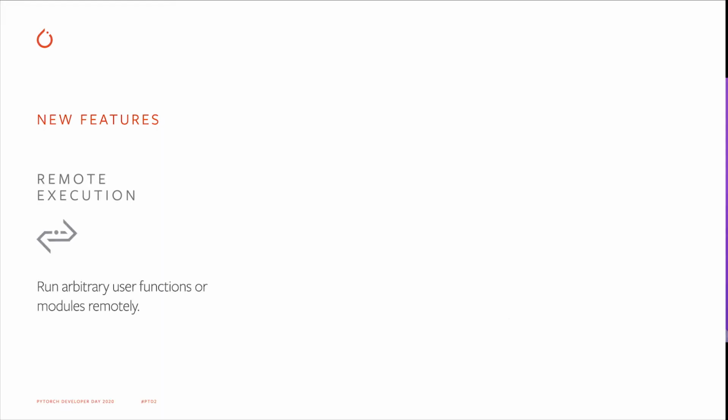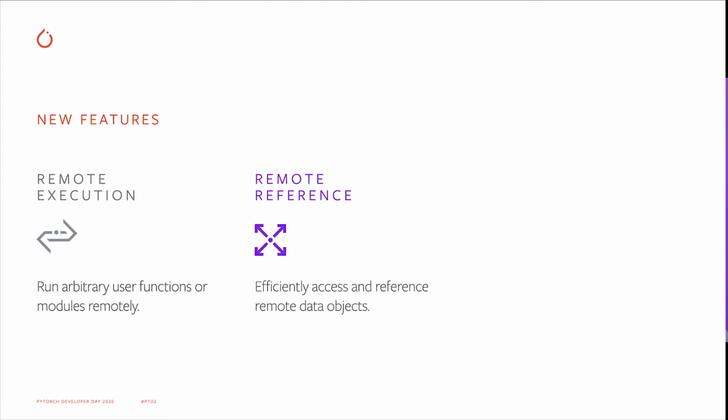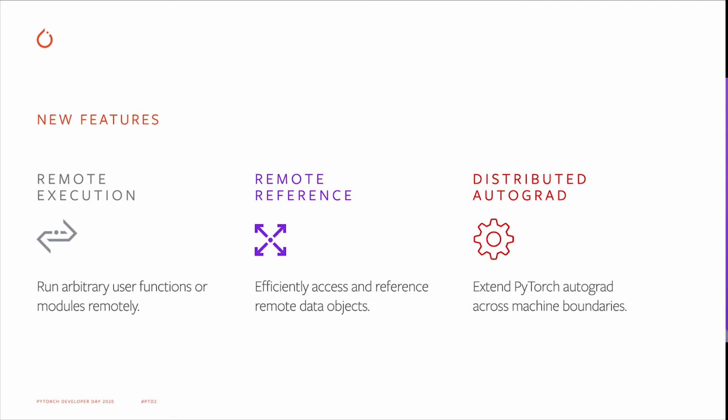The first one is remote execution. This allows you to run a user function on a specific remote process, which is what you would expect from any RPC system. The second one is remote reference, which allows you to reference a remote object and pass it around using remote execution without transmitting the real data. It serves as a distributed shared pointer. The third one is distributed autograd. It will stitch together local autograd graphs of remote executions into one distributed autograd graph, so that when you call backward on the loss tensor in one process, it will reach out to all participating processes and machines and compute gradients accordingly. That's a very high-level explanation.